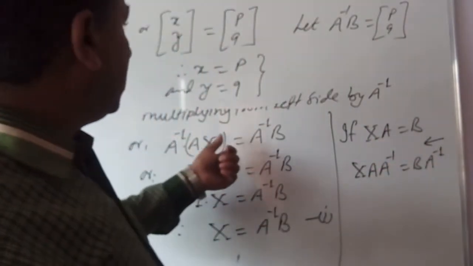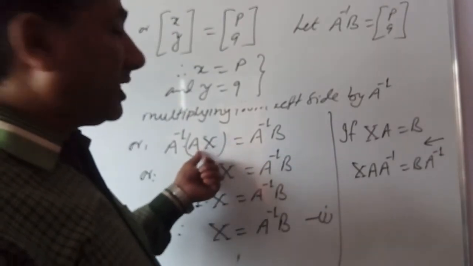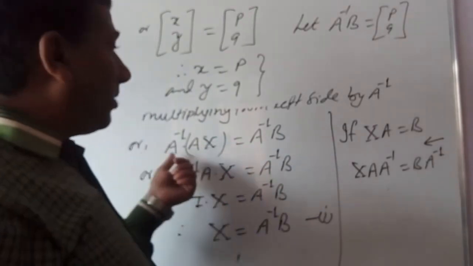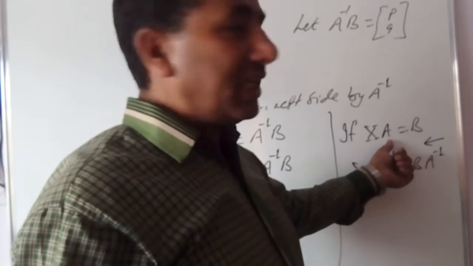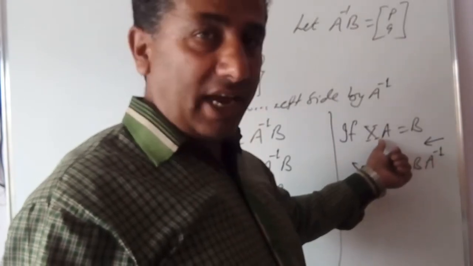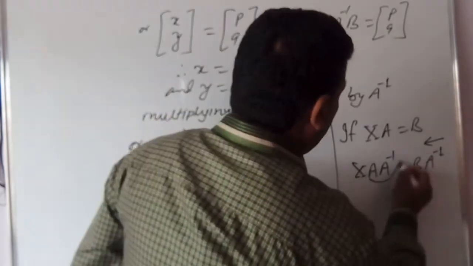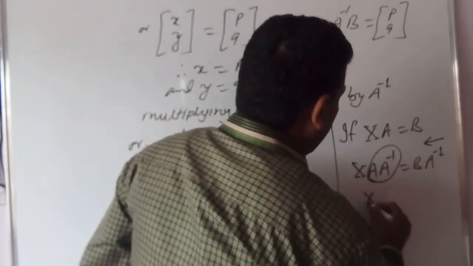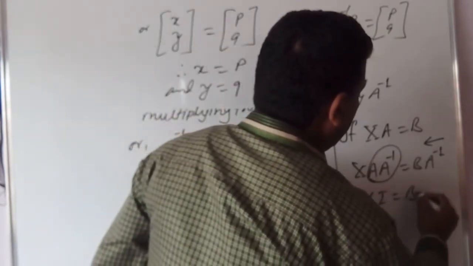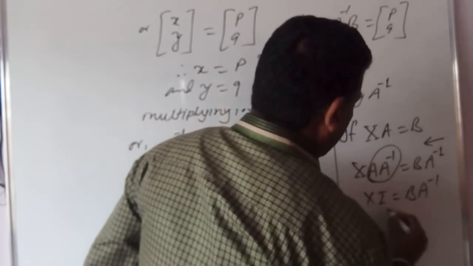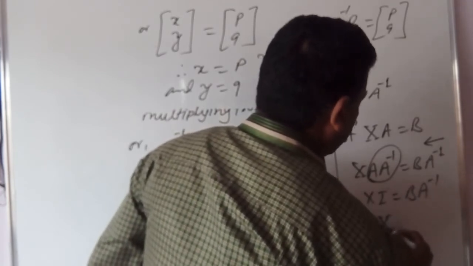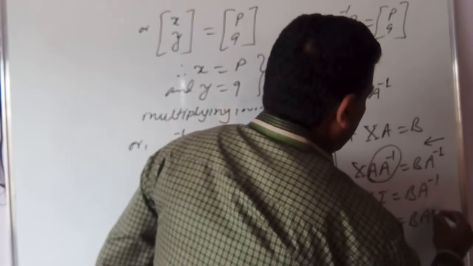Right now, A is on the left-hand side of X, that's why multiply from the left-hand side. Here A is on the right-hand side of X, that's why multiply from the right-hand side. Now this would be X I, and this one is B A inverse. X times I means X. X equals B A inverse.